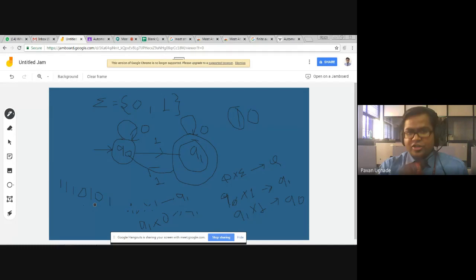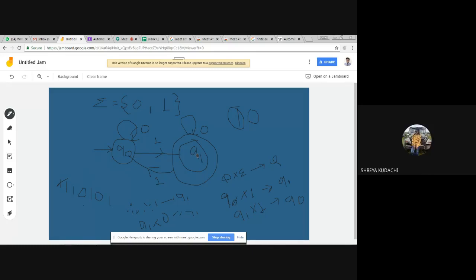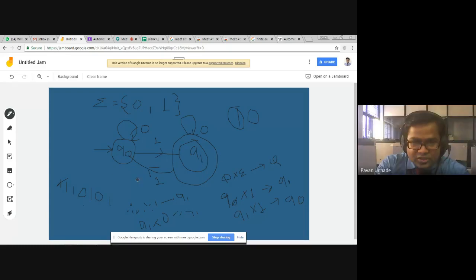Now we'll see whether it is correct or wrong. I always start from q0 and read the first 1. q0 over 1, where does it go? q1. From this q1 it reads the second character. The next one, q1 over 1, where does it go? q0.